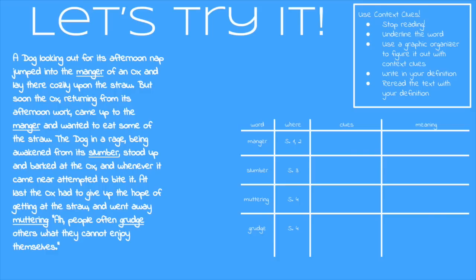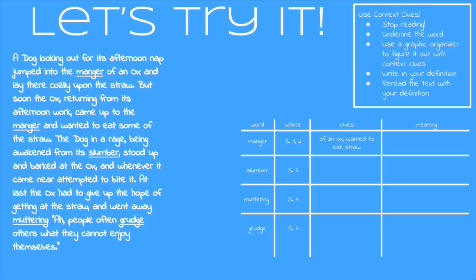Now we need to look for clues. Let's start with the word manger. The clues that I found are that it's a manger of an ox. It belongs to the ox. That's important. And the ox wanted to eat, and that's why it went up to the manger. And I know that there's straw inside the manger. So I know that ox eats straw, and I know that straw was in the manger.